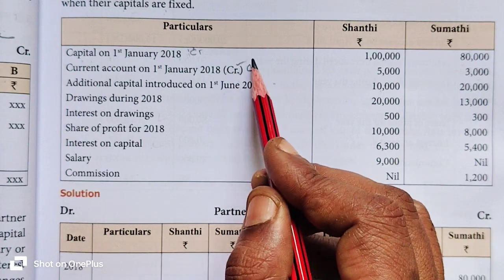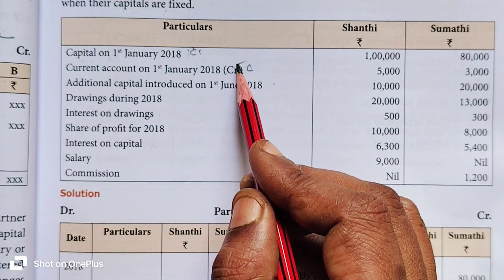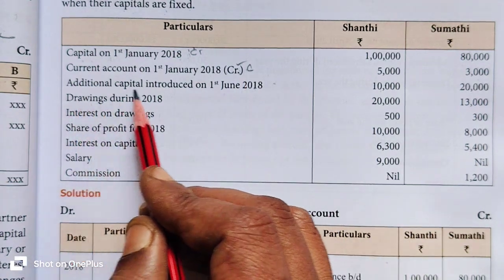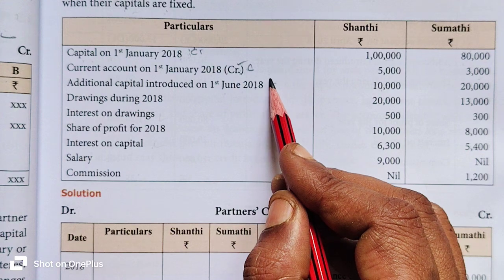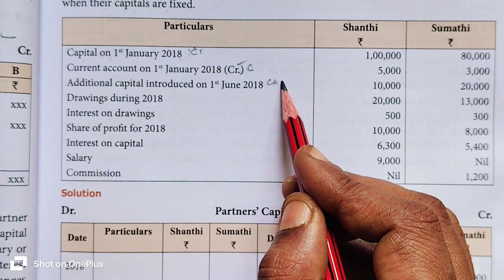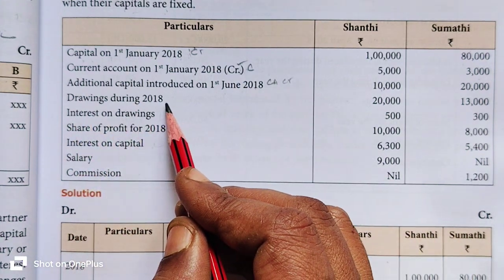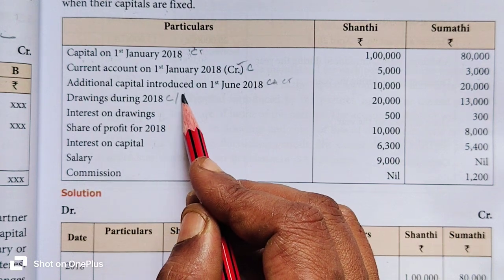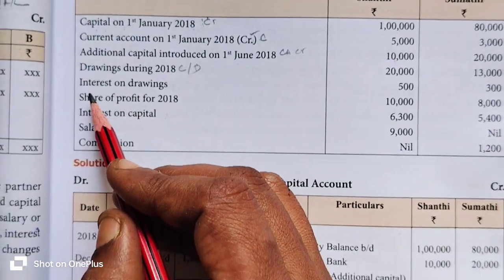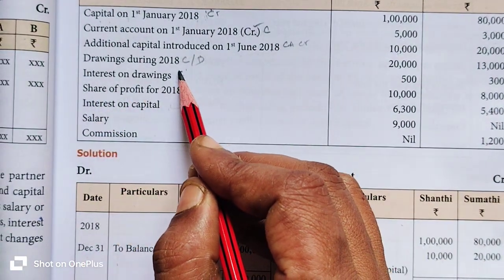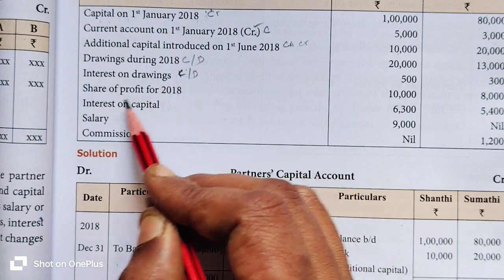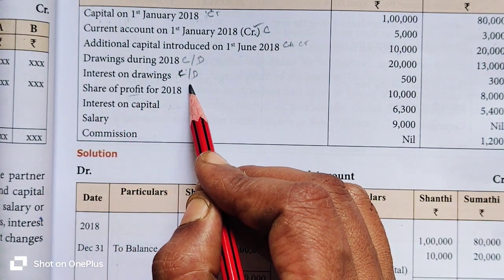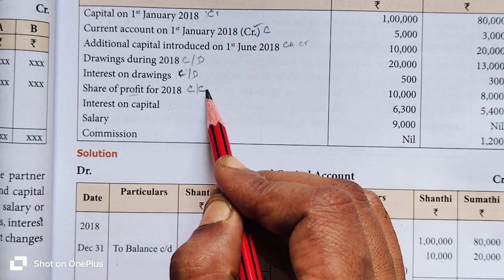They have given it here as credit, so you have to enter it by balance brought down on the credit side of the current account. Then additional capital introduced is to be entered on the partners' capital account, credit side. Then drawings during the year will appear on the debit side of the current account. Then interest on drawings also on the debit side of the current account. Share of profit, if given, should be entered on the credit side of the current account.